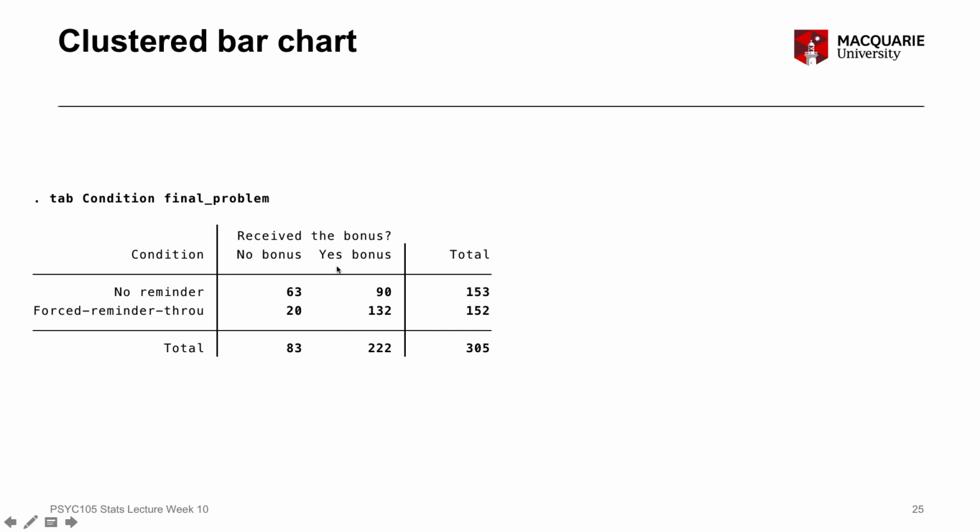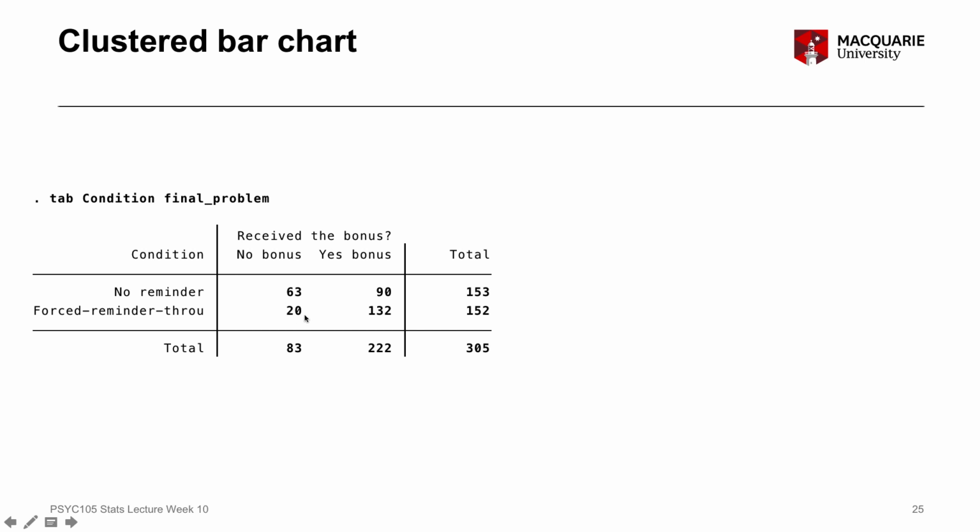And you can see that just looking at the numbers, it's a reasonably even split in the no reminder condition, whether people did versus didn't receive the bonus. So 63 people in the no reminder condition didn't get the bonus, whereas 90 people in the no reminder condition did get the bonus. But in the reminder through association condition, there's a much more uneven split. So the large majority of people in that group, the reminder group, did get the bonus, 132, versus only 20 people who didn't get the bonus.